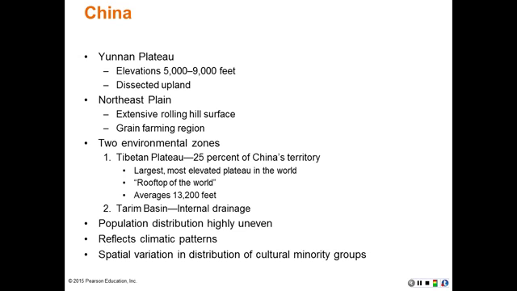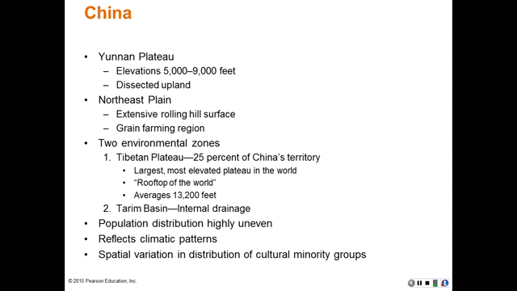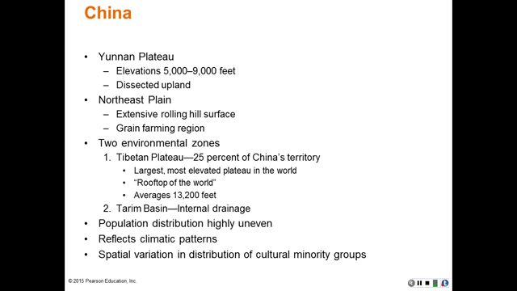So the population distribution can be considered highly uneven due to some of these, especially environmental regions, and due to the climate and rainfall, as well as available water. And so the population characteristics reflect the climatic patterns. There is spatial variation of minority cultural groups that may affect some of that population density as we move to some of the regions along the borders of China, such as Tibet.